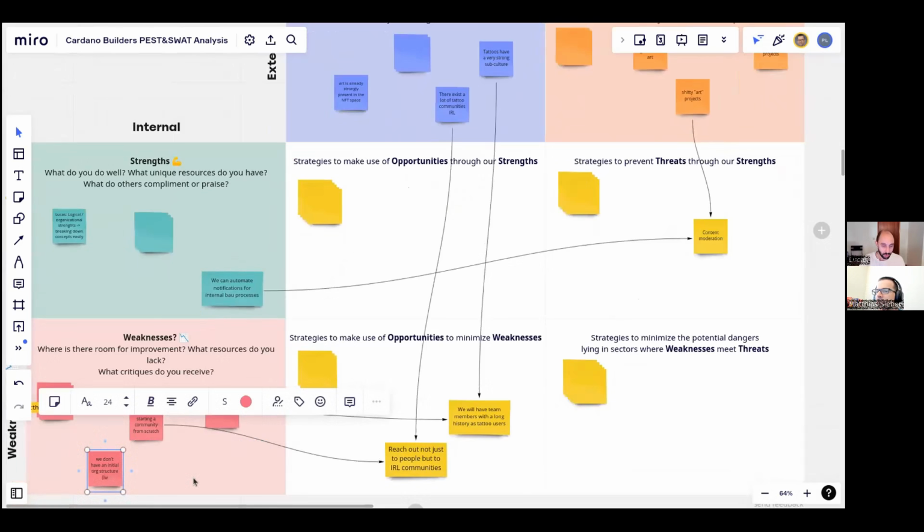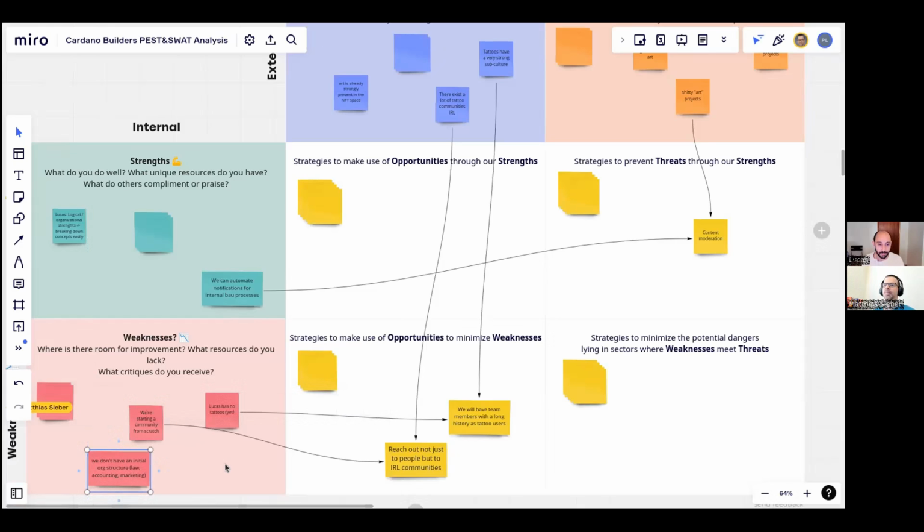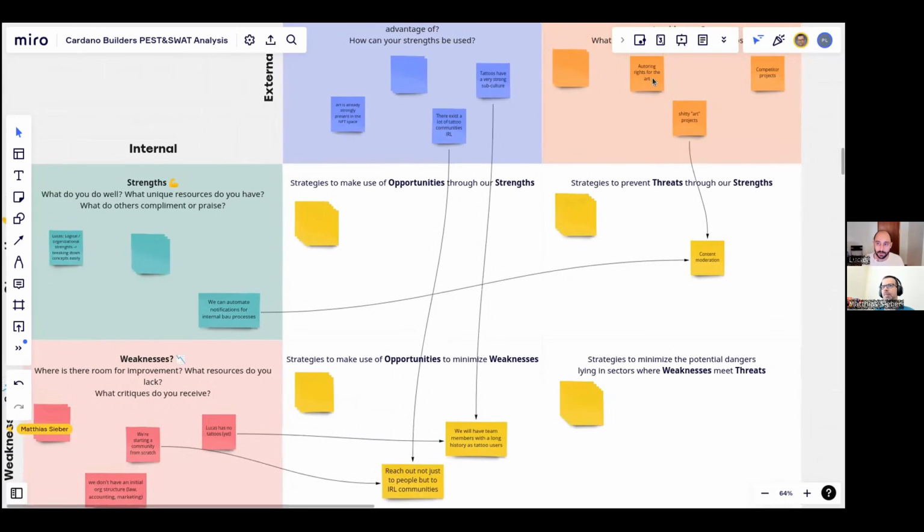I'm thinking about law and accounting and all the fun stuff. Yeah, marketing, all the work that needs to be put together to make things viable. But I was thinking here about the authoring rights.